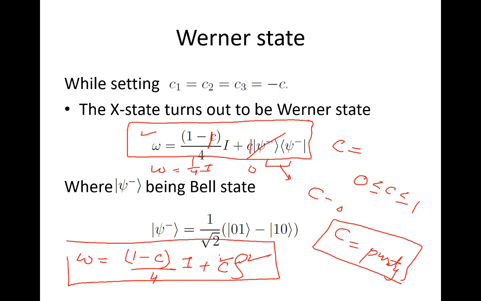then you will see that if C is 0 then this is called a mixed state, and when C is 1 this is called a pure state. So C is 1 means maximum purity, C is 0 means maximally mixed states. So Werner states are a model to transform a perfectly pure state into a maximally mixed state.